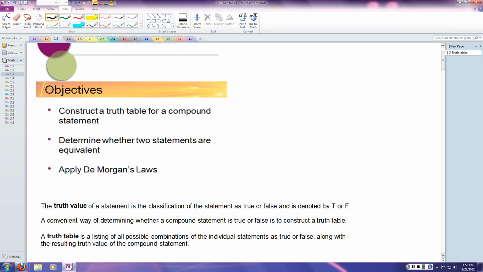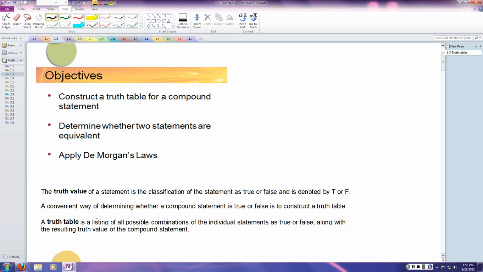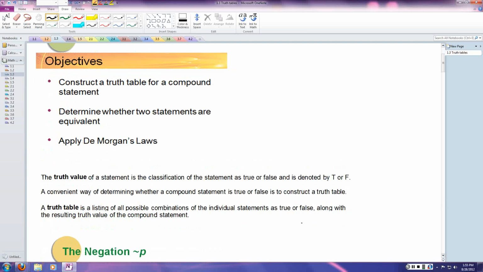So a truth value is simply true or false. The statement can be either true or the statement can be false depending on the situations given. So a truth table is a listing of all possible combinations of individual statements as true and false depending on the individual makeup of the statement. So if I say something like P and Q, or P or Q, the trueness of that is going to reflect on the trueness of P and the trueness of Q. And I think that some examples will help on that.